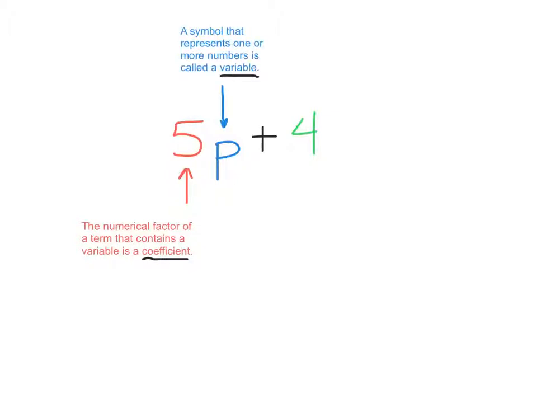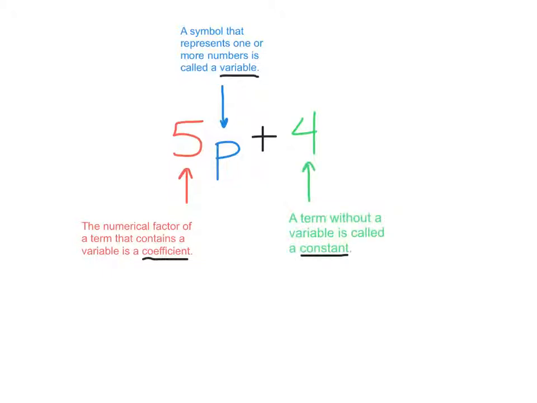A symbol that represents one or more numbers is called a variable. So this is the symbol that could represent a number. We don't know what number it represents, so that's why we call it a variable, and we use a letter. So my coefficient is the number that is next to a variable, or a letter, and our letter is the variable. It's a symbol that represents one or more numbers.